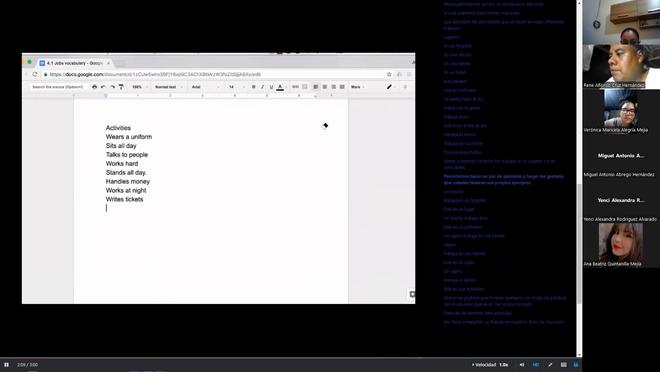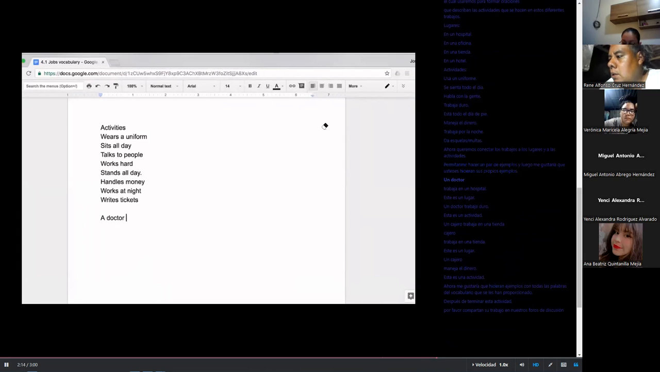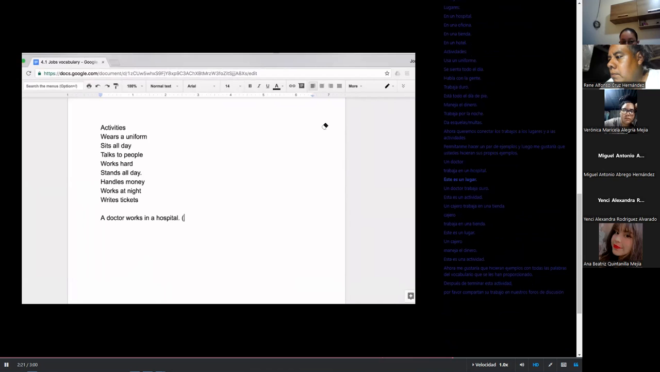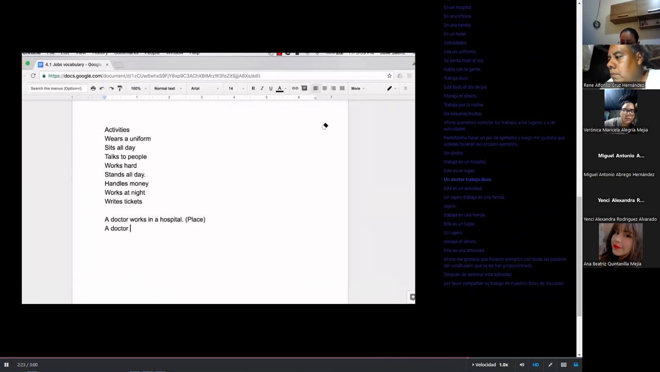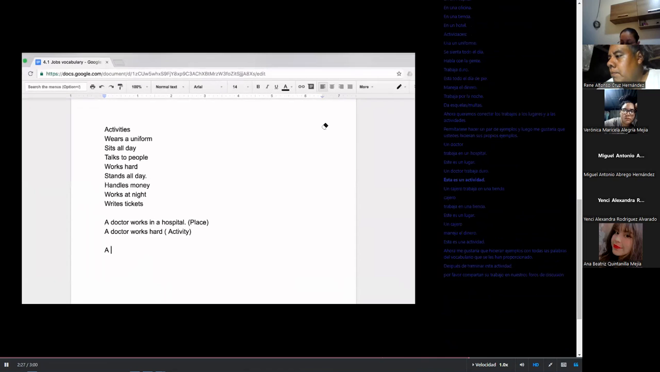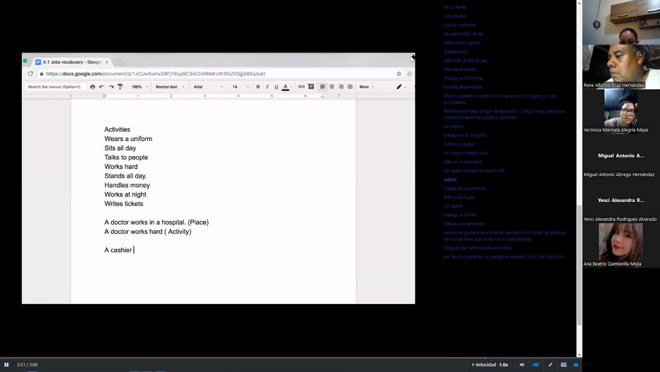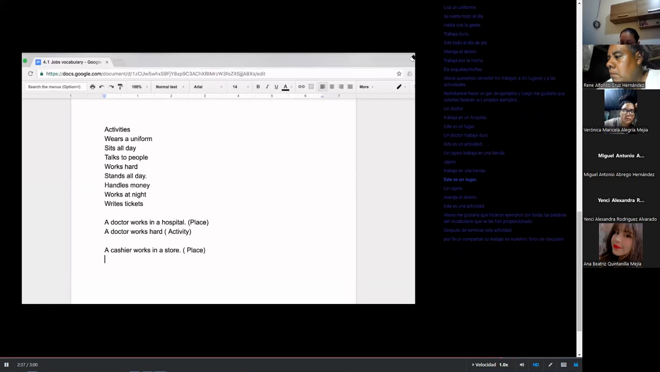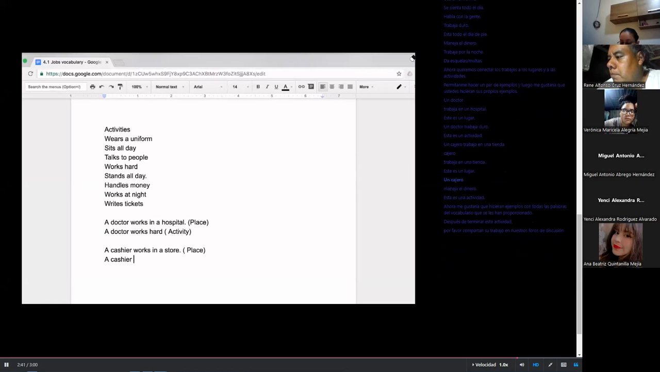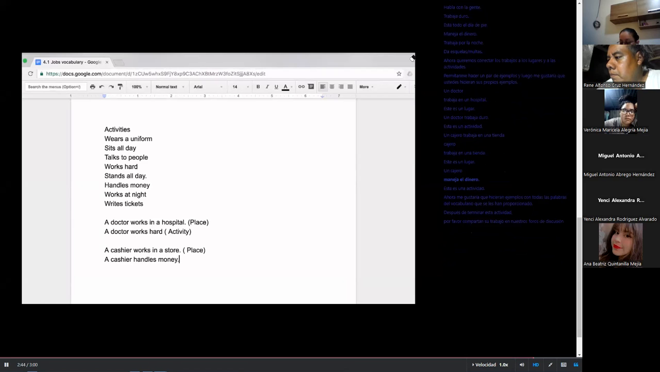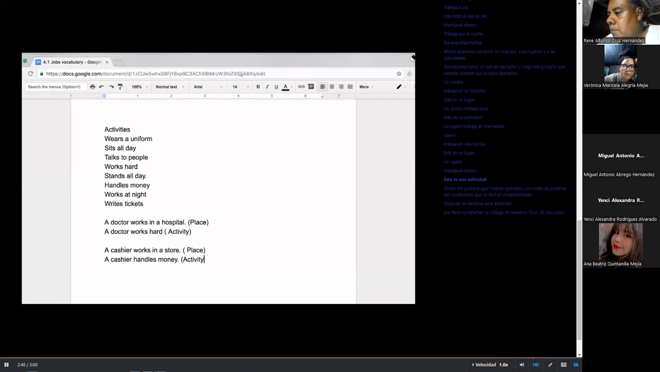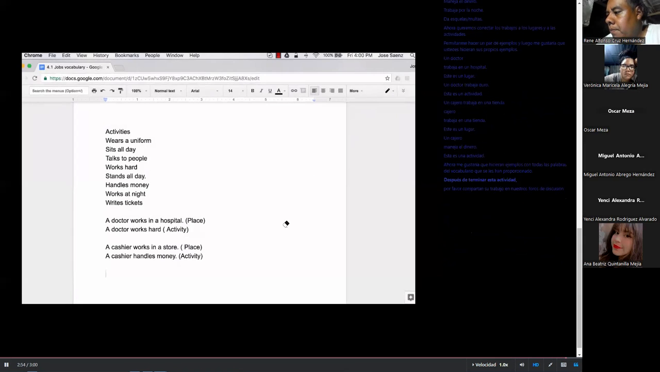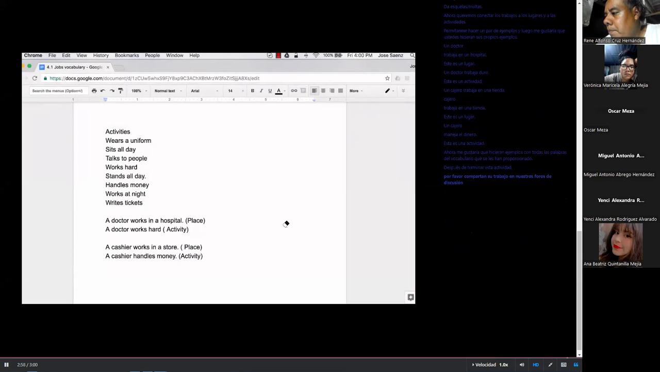Now, we want to connect the job to places and activities. Let me make a couple of examples, and then I would like for you to make your own. A doctor works in a hospital. This is a place. A doctor works hard. This is an activity. A cashier works in a store. This is a place. A cashier handles money. This is an activity. Now, I would like for you to make examples with all the vocabulary words given. After you finish this activity, please share your work in our discussion forums.